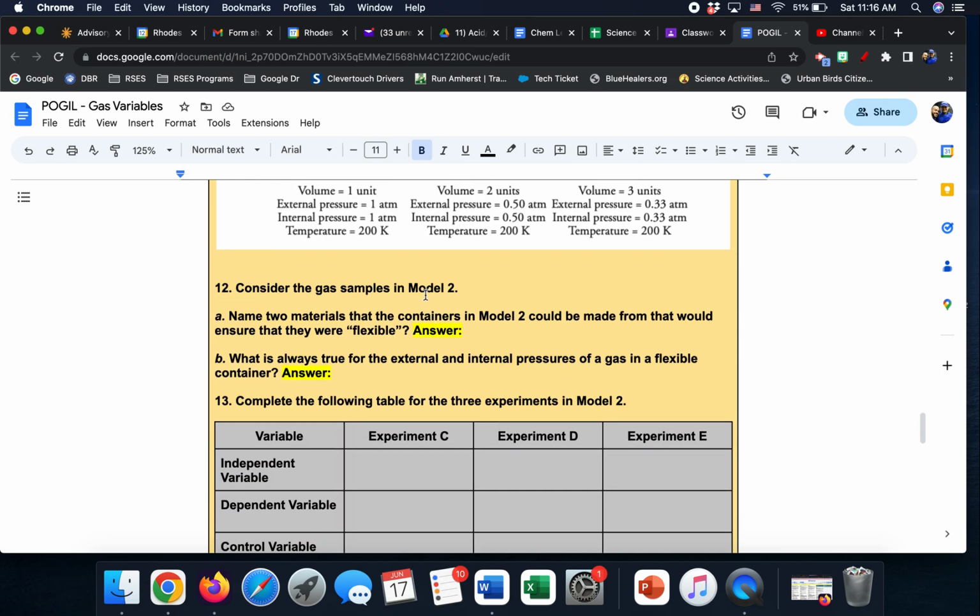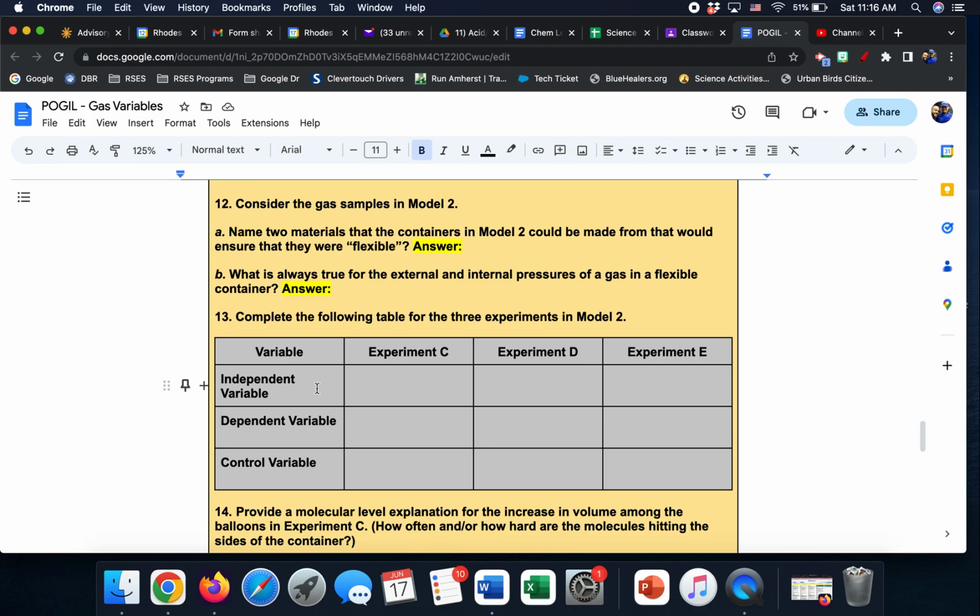And only looking at Model 2, what kind of materials could this be made of? I gave you 1. Try to think of another, but it's okay if you only get the 1. And what's always true for the external internal pressures? So look at them in every picture and tell me if they both go up, go down, or they always stay the same. Just like with Model 1, Model 2, for each of those experiments, you're going to tell me what's the thing I changed, what's the thing we're measuring, and what's something kept the same.